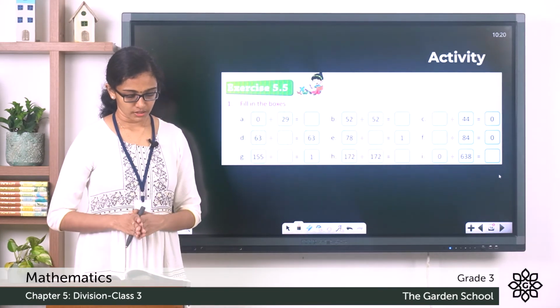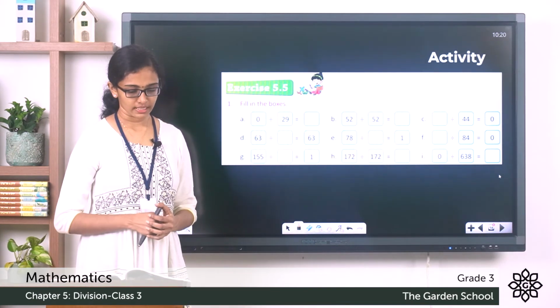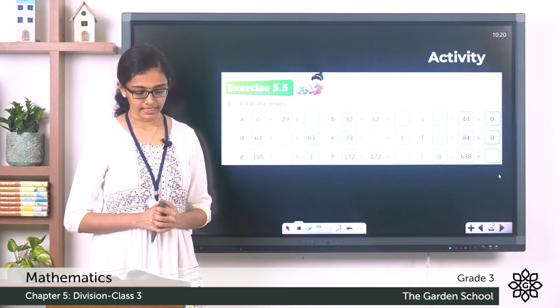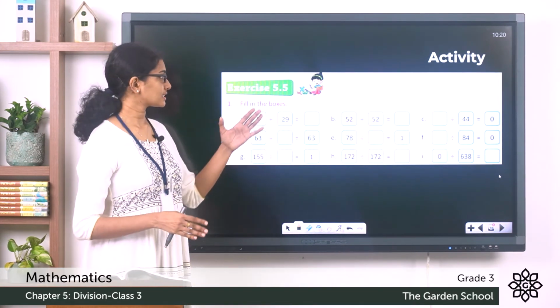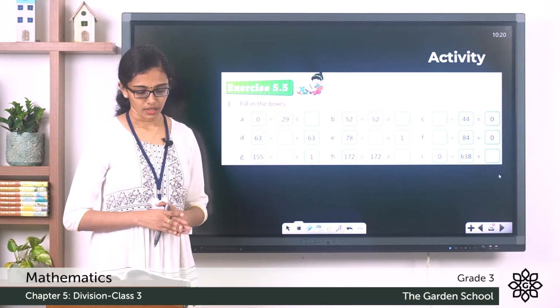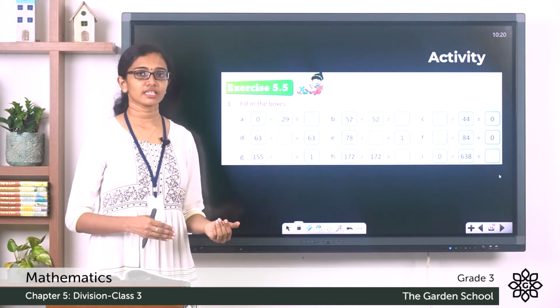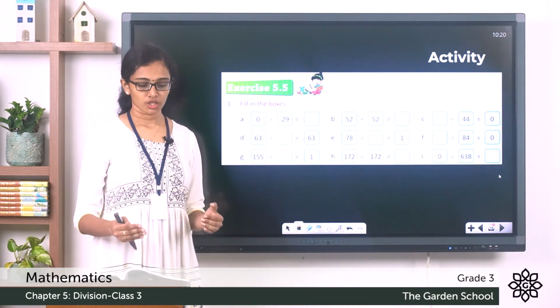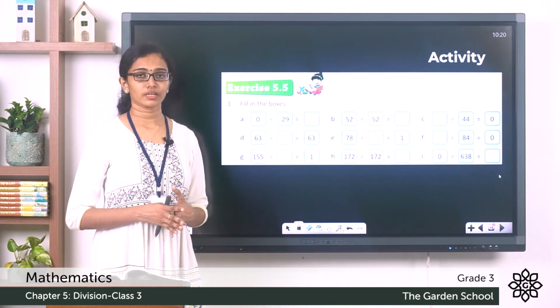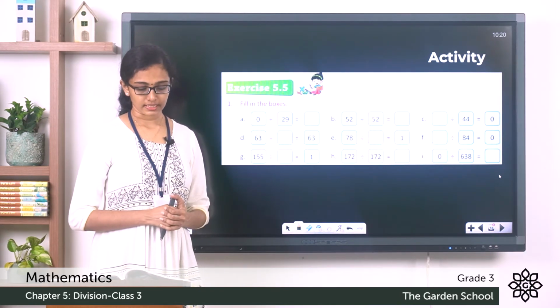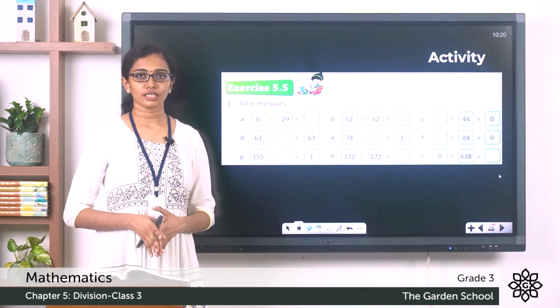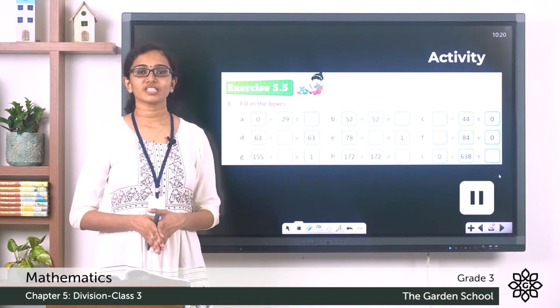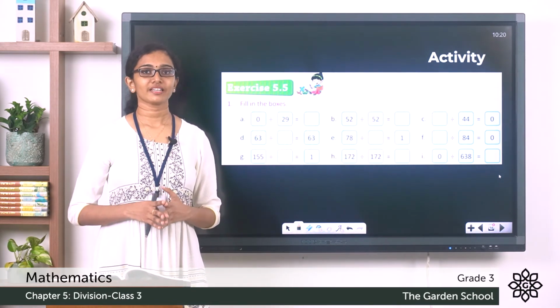Now, we have to do one activity. Please turn to page number 72. You can see the properties of division as a heading there. Below that, there is exercise 5.5. Fill in the boxes, and it's based upon the properties of division. Please go to the properties of division once again and finish this exercise. Do this as an activity now. Please pause the video, finish it and come back. Hope you are done with that.